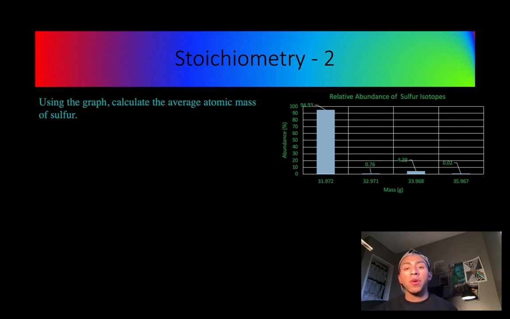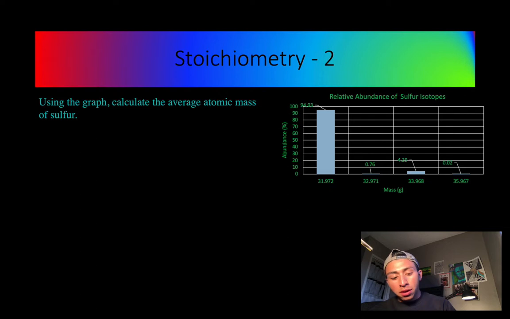In this video, we will be going over how to calculate the average atomic mass once again of an element. However, this time I will be extracting the data from a graph instead of from a chart. So let's go ahead and get started. Using the graph, calculate the average atomic mass of sulfur.